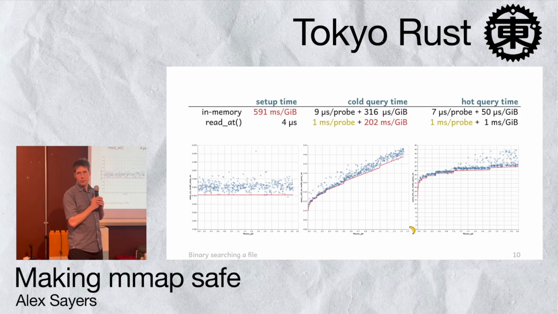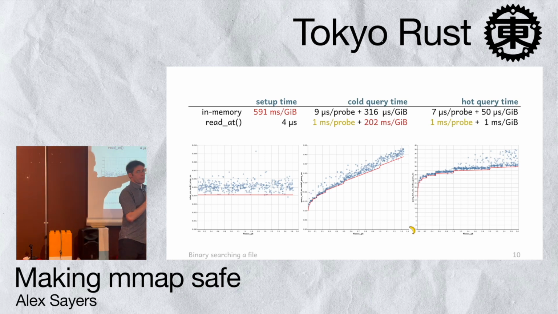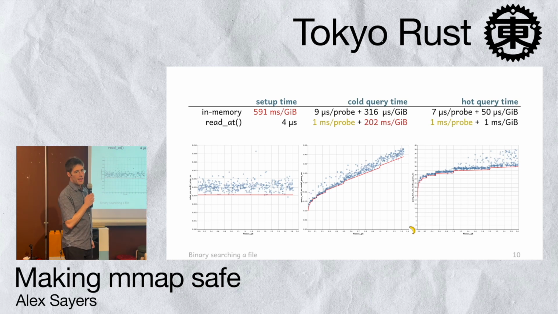But then the second time we do a query, it's pretty fast again, because now, although we haven't buffered anything in user space, the contents of the file at that point are now in the page cache. So when we're doing the hot queries, every time we do a pread, it's just mem copying from the page cache into our buffer.